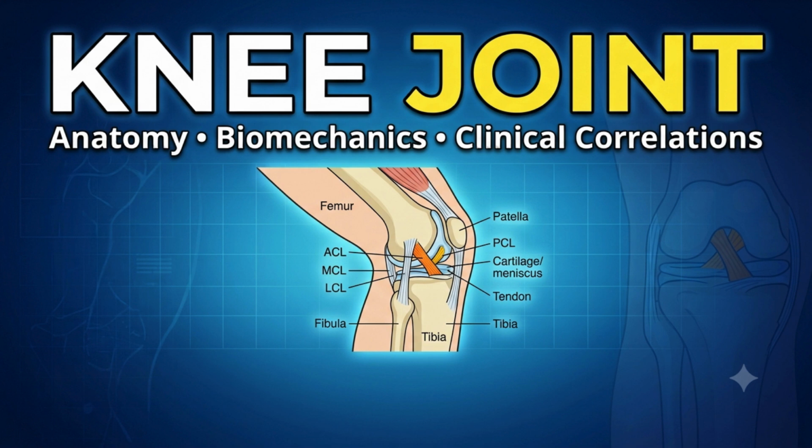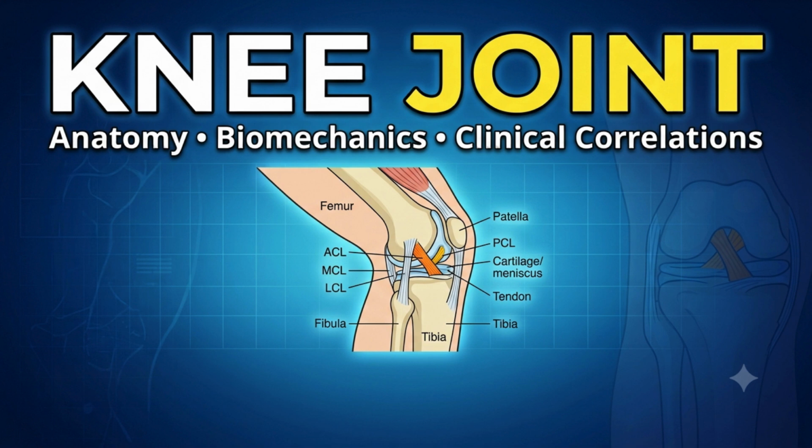Welcome to our series. In this video, we are going to cover the knee joint anatomy and biomechanics. So, the knee is the largest and one of the most complex joints in the human body. It connects the femur to the tibia, with the patella sitting anteriorly and fibula positioned laterally.